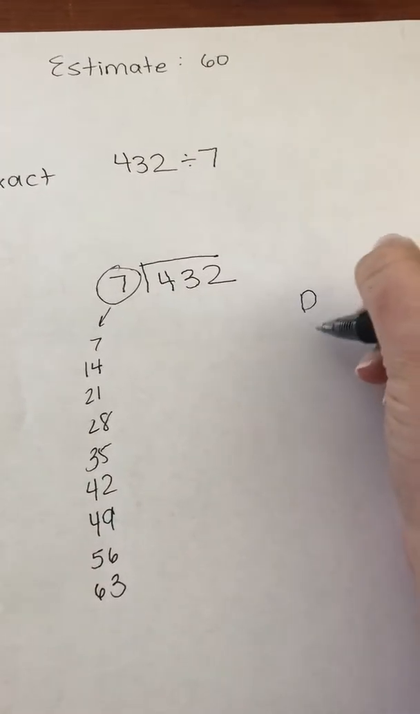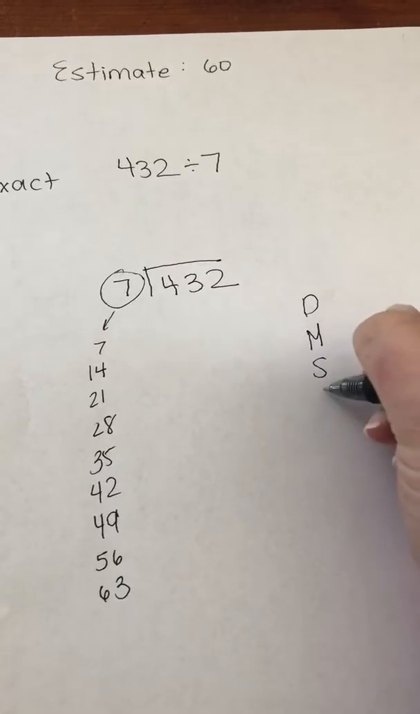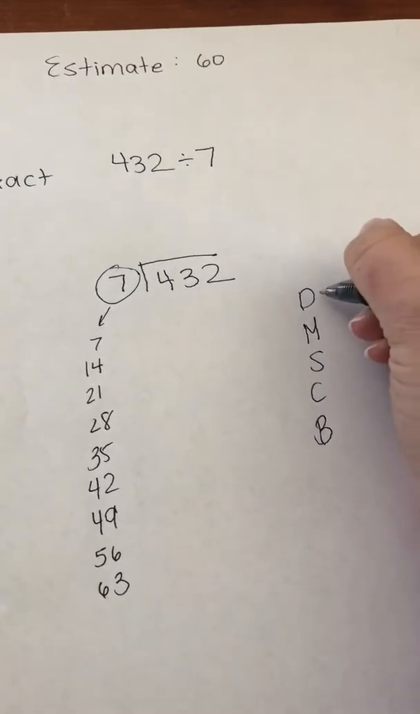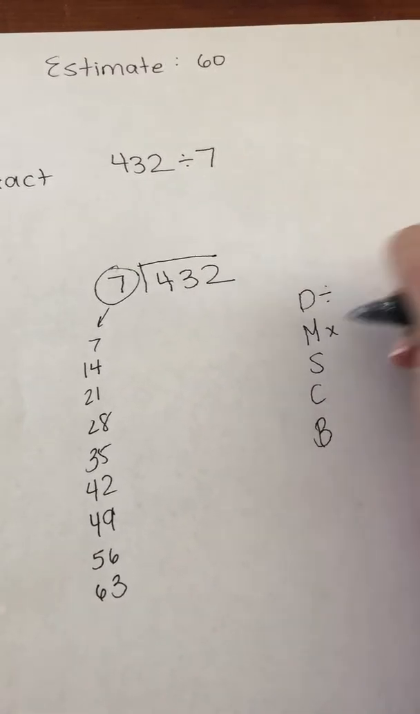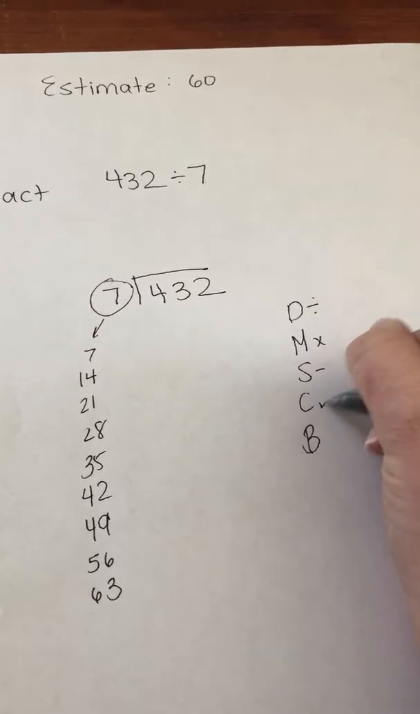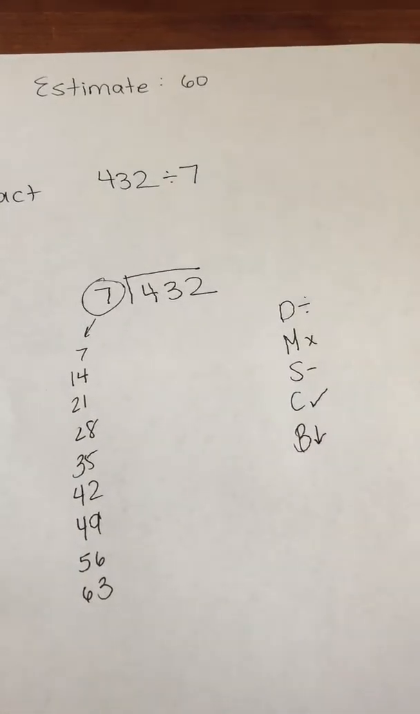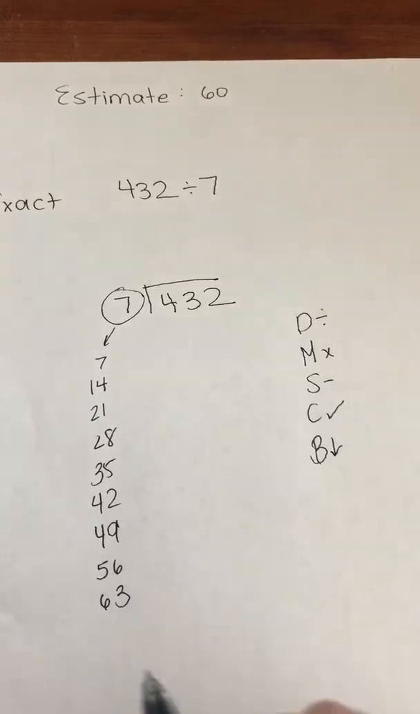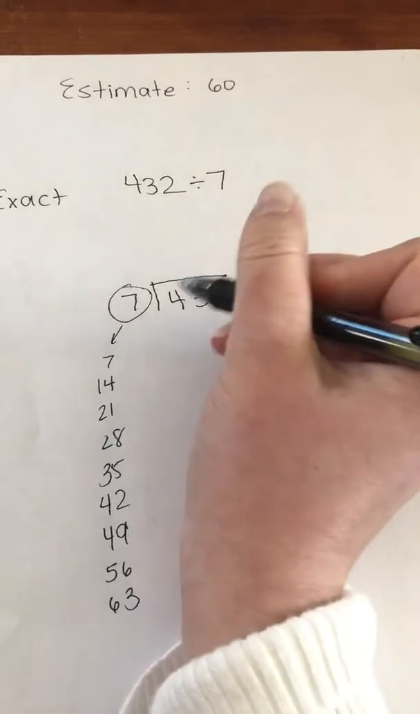My other strategy is to write the steps. Does McDonald's sell cheeseburgers? To help us remember to divide, then multiply, then subtract, check, and bring down. Once we've done these two strategies, we're ready to start.